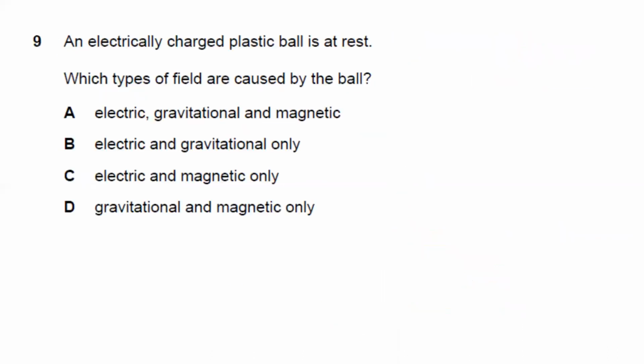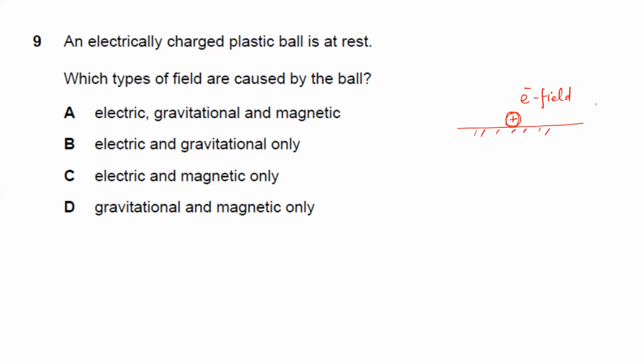Next question. Question number 9. It says an electrically charged plastic ball is at rest. Which types of field are caused by the ball? So remember, electrically charged plastic ball. Say for example, this is the ball and it is lying at rest. For example, this is negatively charged. So the field caused by this charged particle will be electric field, E field.